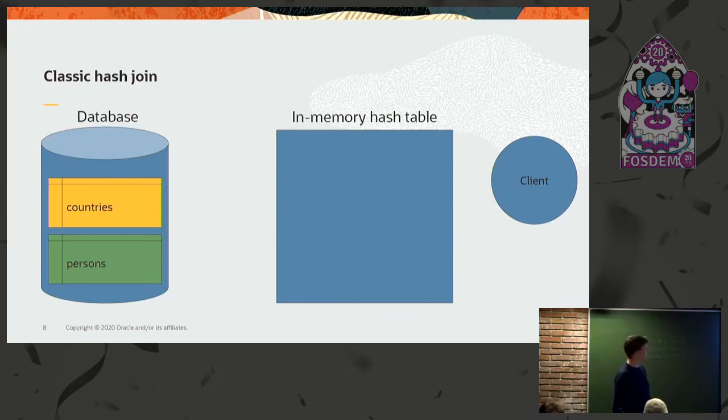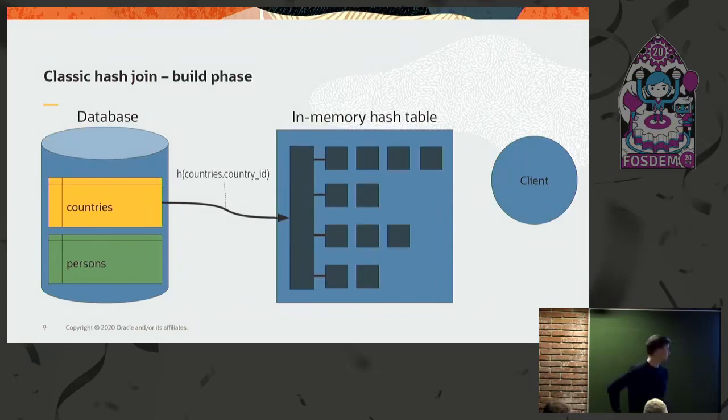The classic hash join is divided into two separate phases. They are called the build phase and the probe phase. In the build phase, one of the tables is designated as the build input. Of course, it doesn't have to be a table. It can be any other input.